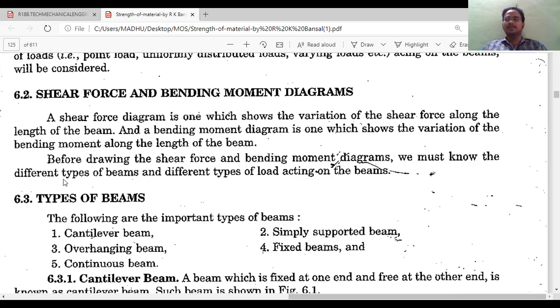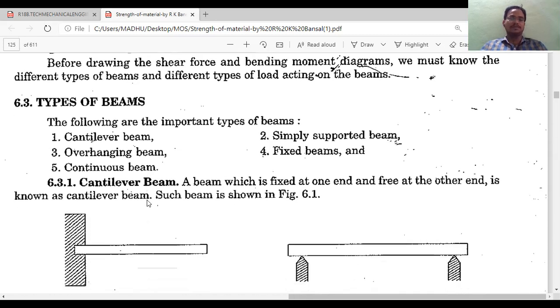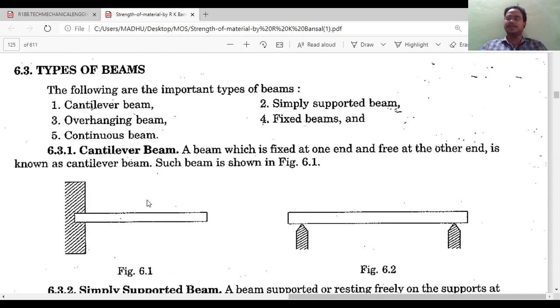Next, types of beams. Coming to types of beams, we have different types of beams here: cantilever beam, simply supported beam, overhanging beam, fixed beams, continuous beams. And what are these types? We will see.